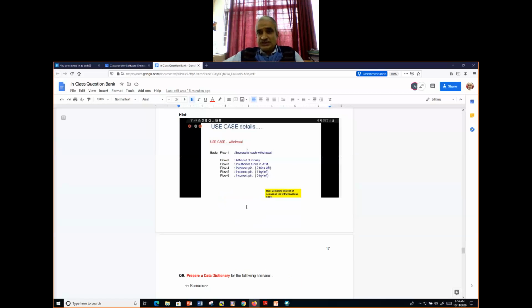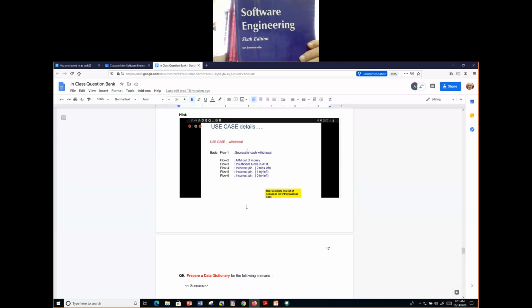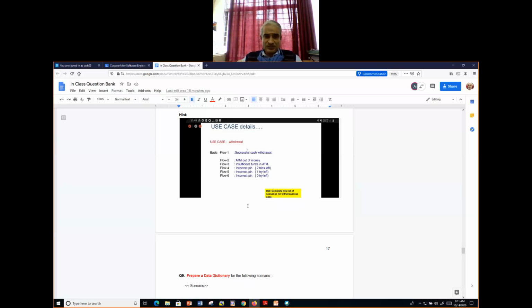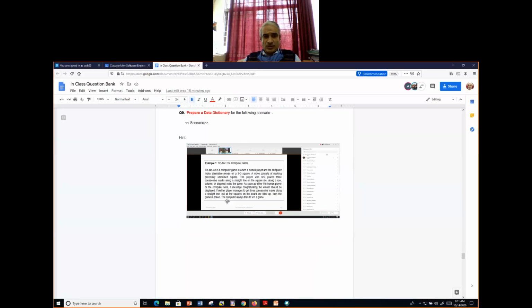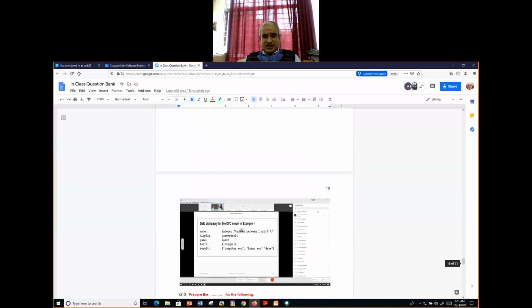Please go through this particular book, Sommerville, it is a textbook. Every line of that, please go through. Without fail, Sommerville, you can use any edition, it doesn't matter. Look at that. Prepare a data dictionary for the following scenario. Here are a few examples given.